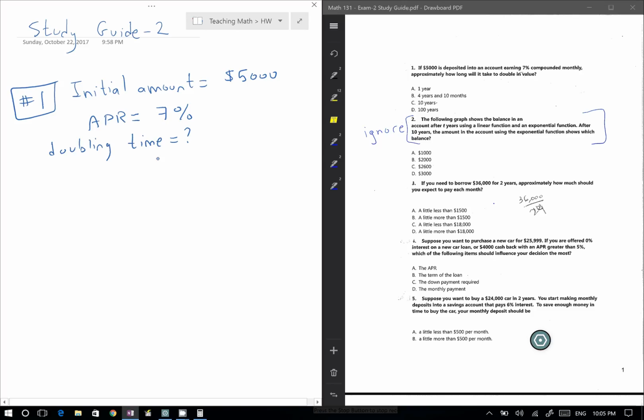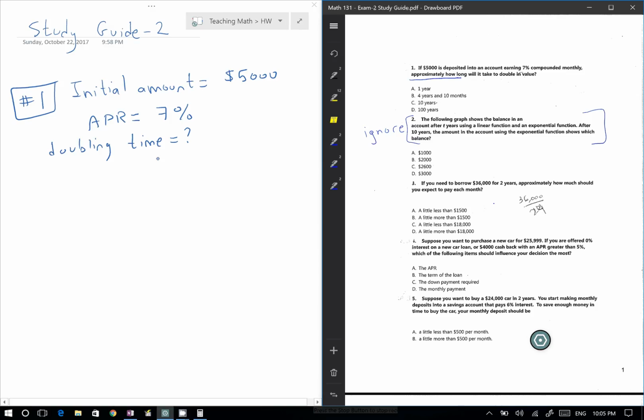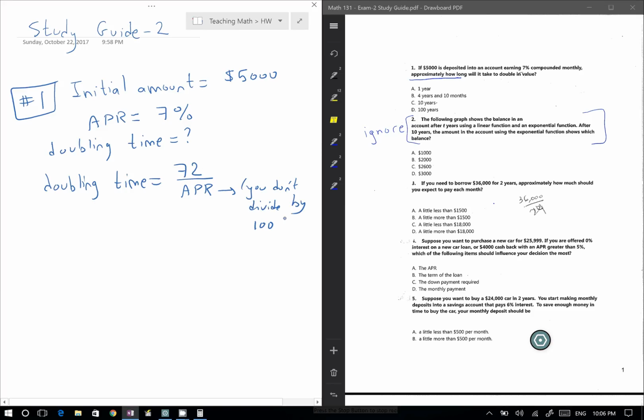A keyword here, they wanted us to check approximately. So you can use what we call the 72 formula. Basically, the doubling time is equal to 72 divided by the APR as it is. You don't divide by 100 in this formula. This is done, of course, for quick calculations.